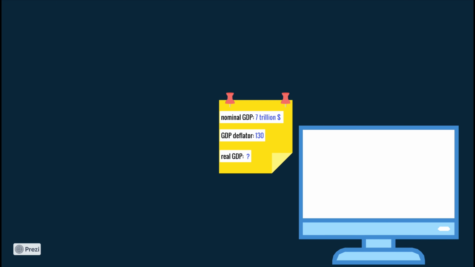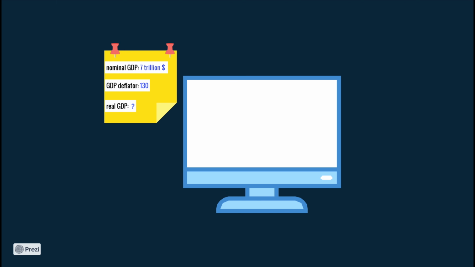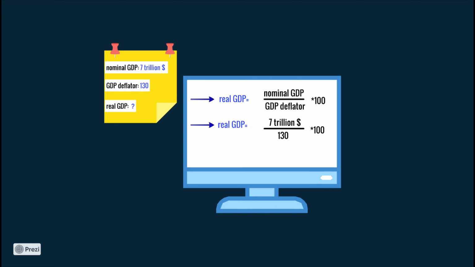Next, we have the task of calculating real GDP, and we are given a nominal GDP of 7 trillion and a GDP deflator of 130. With these two values, we can already calculate real GDP. For this, we just need to rearrange our first formula with the GDP deflator, and we get real GDP equals nominal GDP divided by the GDP deflator multiplied by 100. Using the formula, we calculate real GDP equals 7 trillion divided by 130 x 100. This gives us a real GDP of $5.38 trillion. All right, so we can also check off the second task.